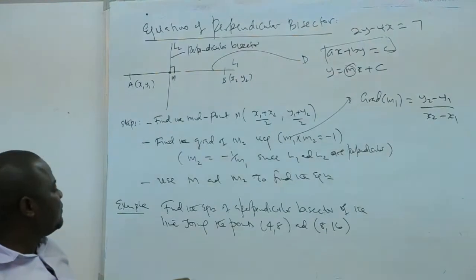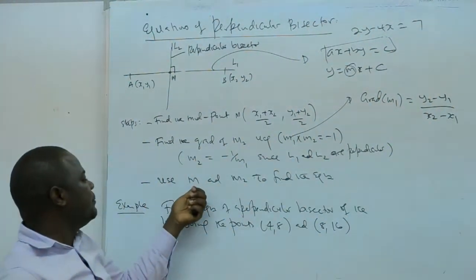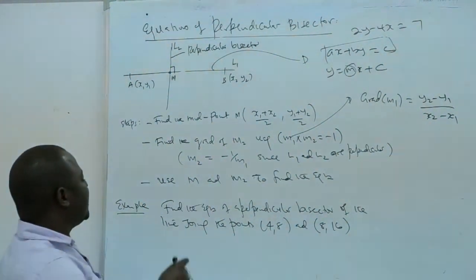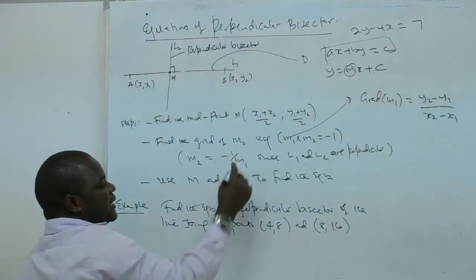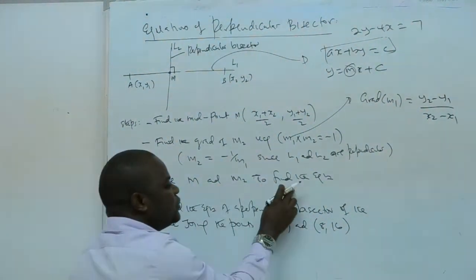Then from there, you use the midpoint M which you have found here, and the gradient, to find the equation.